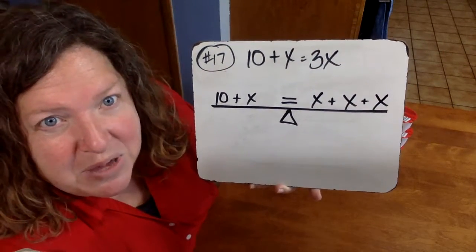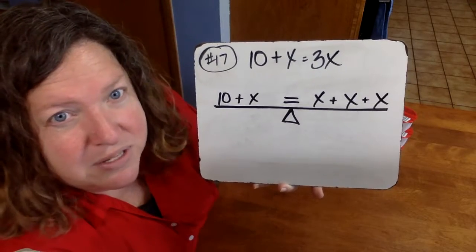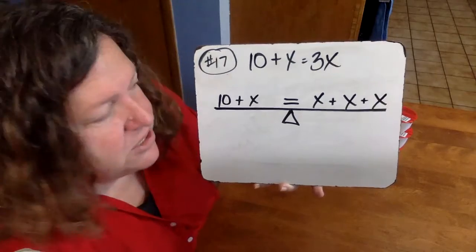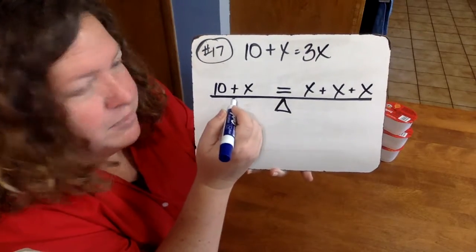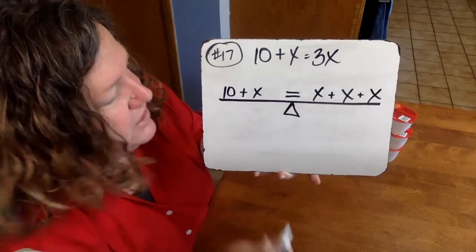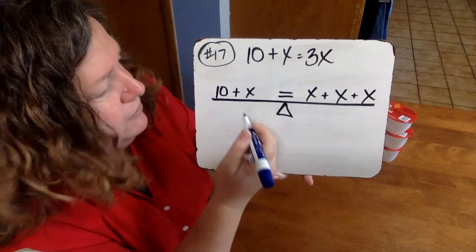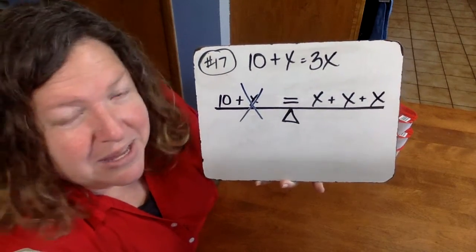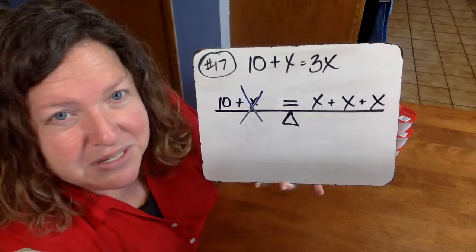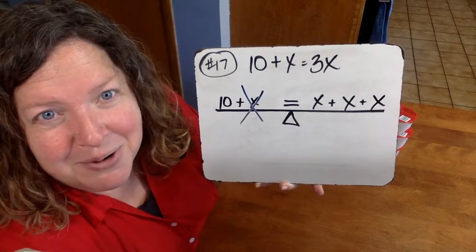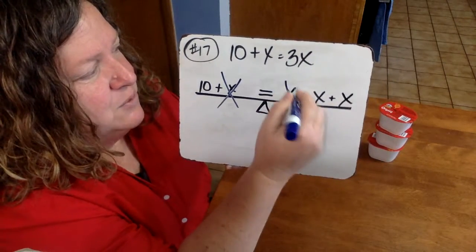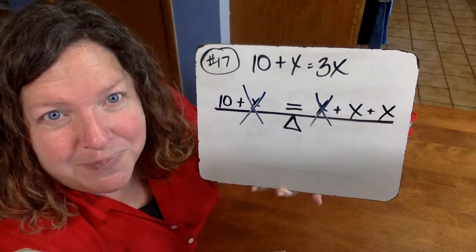Now, we want the x's all to be on one side. We don't want to have x's on both sides because it's hard for us to figure out the answer. This is 10 plus x. What if we just asked the x to get off on this side, but we can't just ask one thing to get off on one side because it won't be balanced. You can't teeter-totter. What else do we need to do? We need to ask one of those x's to get off too.